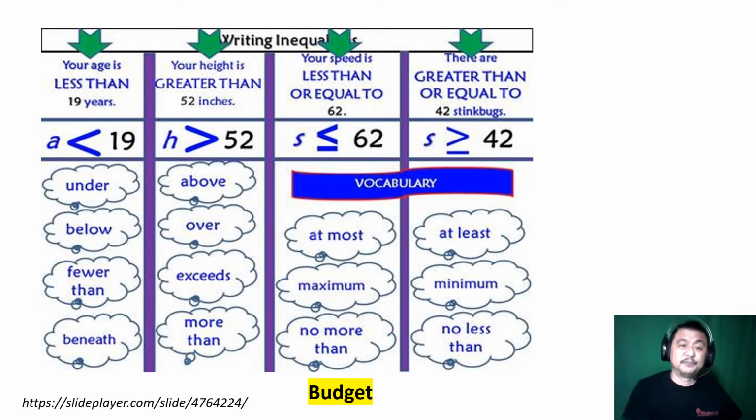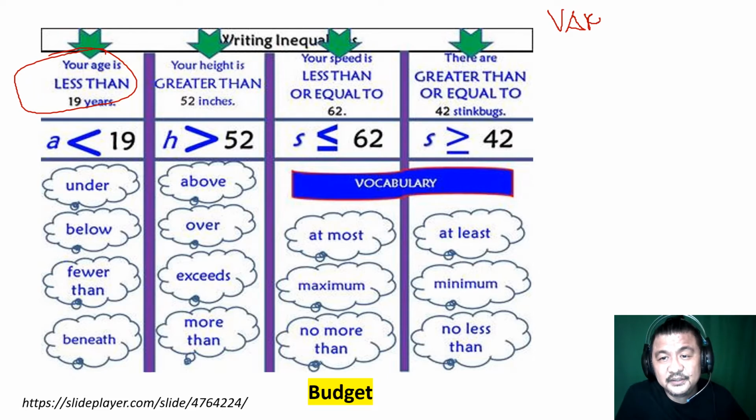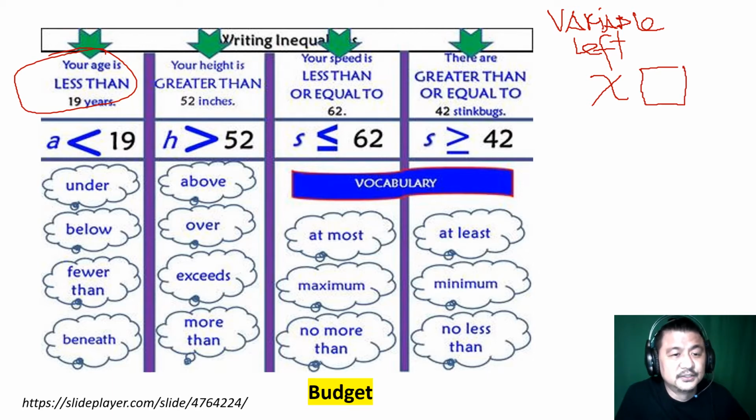Now, this is the most important thing, the symbols and what they mean. Okay, for example, your age is less than 19. How will you write that? Always write the variable on the left side. It could be on the right side, but we prefer it to be on the left side. And then the symbol here. Okay, so look at this. A is less than 19. That's the regular way. But other words you could use: under, below, fewer than, beneath, right? They all mean the same.